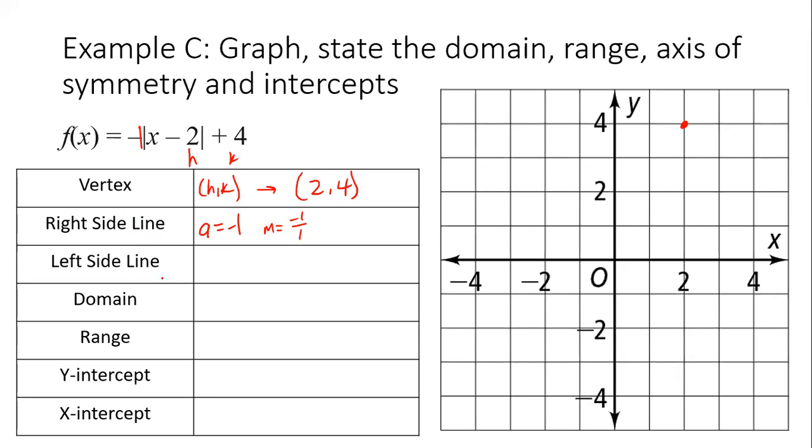Okay, my left side line, it says I'm going to take A and multiply by negative. So if I take -1 and multiply it by negative, I'm going to end up with a +1. And that's the slope of my left side. So from here, I know I'm going to go down 1 over 1. That's a negative slope being created.